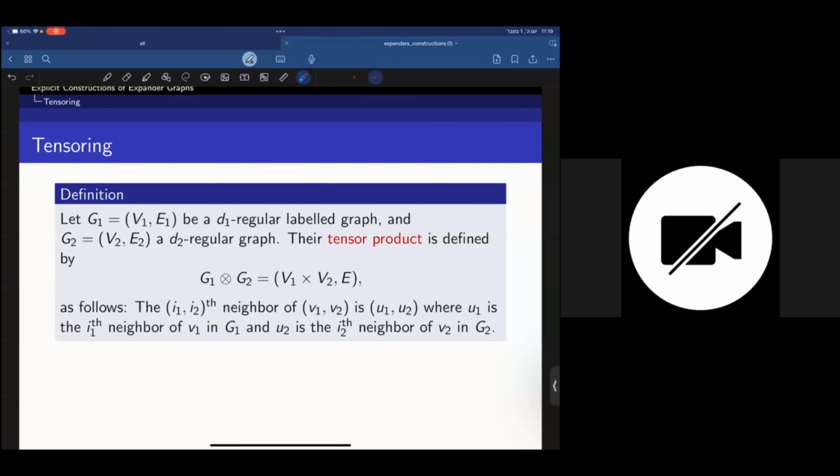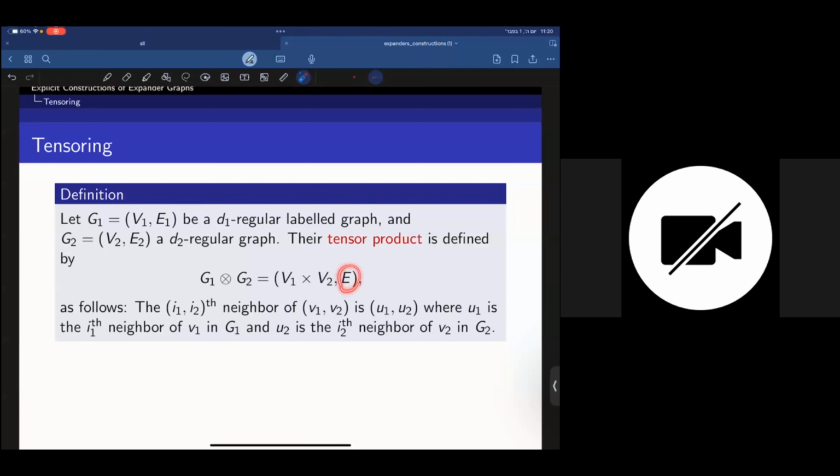So let me be more precise. Say you have two graphs of different sizes, but here I'm not talking too much about the sizes. So G1 is on N1 vertices, and it's D1 regular, and it's labeled. So we are going to talk about who is the ith neighbor of someone. And G2 is of size N2, D2 regular. The tensor product is a new graph, and it has a large vertex set, which is good. We want a large vertex set. So if V1 is V2, it's squared in size.